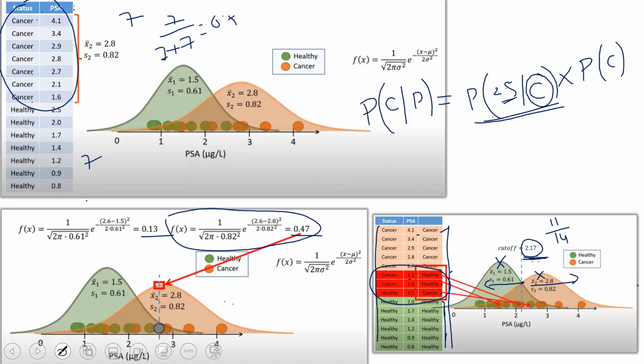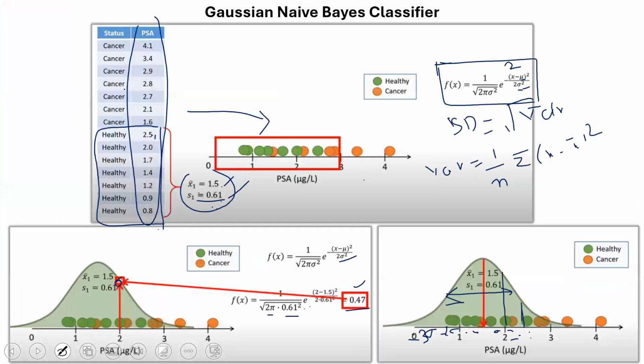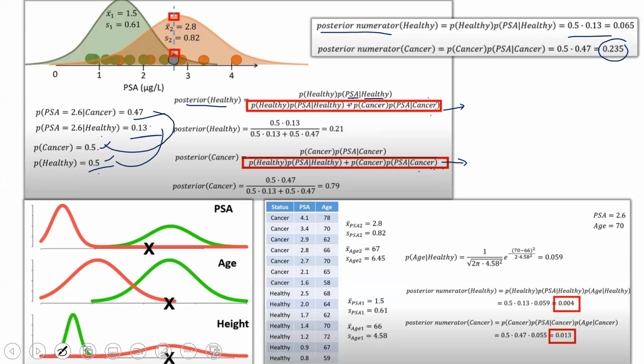Okay, so you cannot directly predict from these graphs because the density of the points could be different. If the cancer is just 3 points and the healthy is 8 points, if you don't multiply with the prior probabilities, you will not get the right result. So this is the final probabilities, the posterior probabilities.